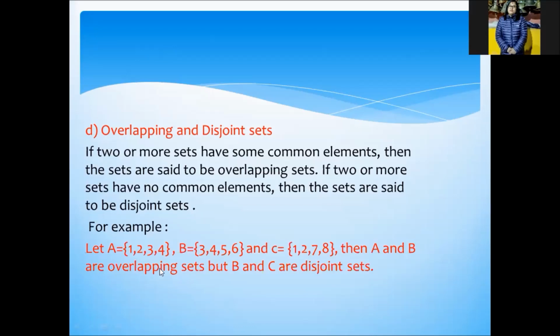Why? Because, okay, you can see their common elements. Which are common elements? Okay, 3, 4. You can see 3 and 4 are common in A and B both. Similarly, B and C are disjoint sets. Why? Because in B and C, you can't see any common element. Can you see? Okay, you can't see there, yes? Okay, let's go to the next point.